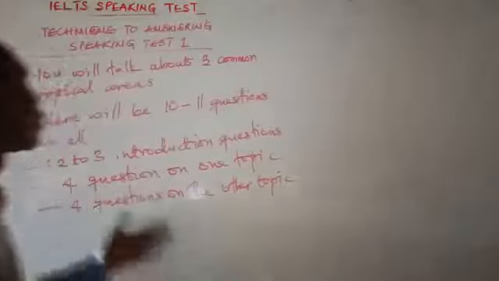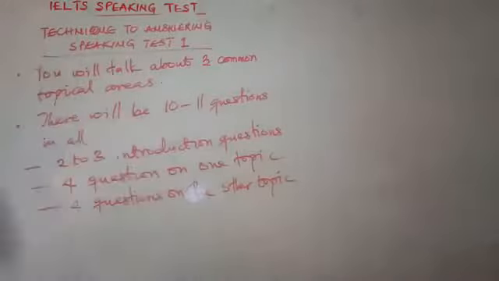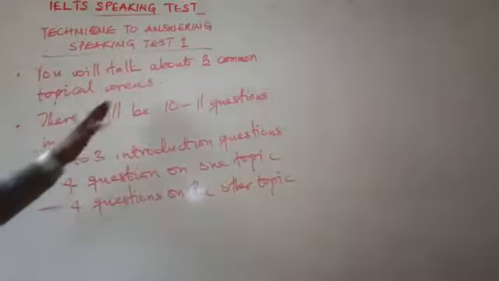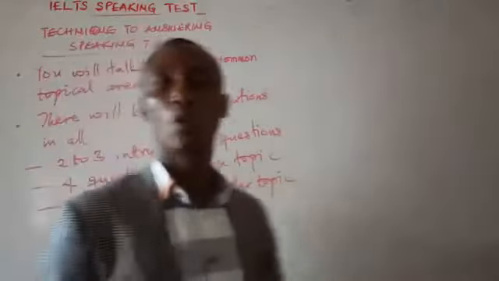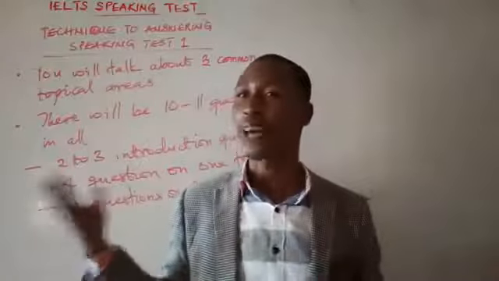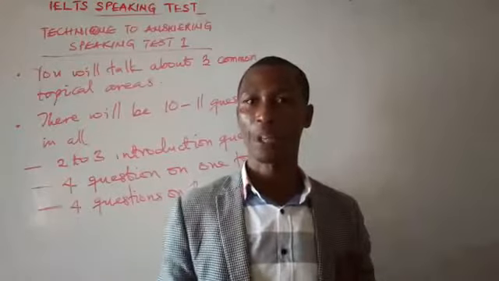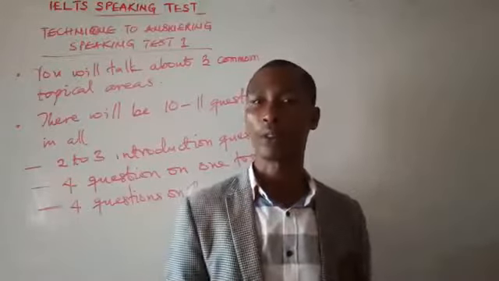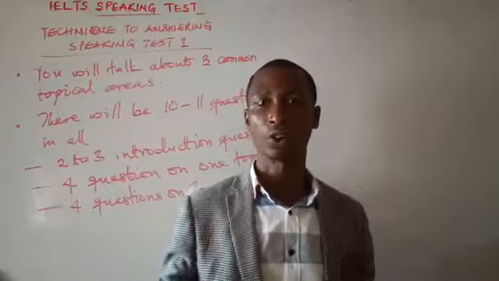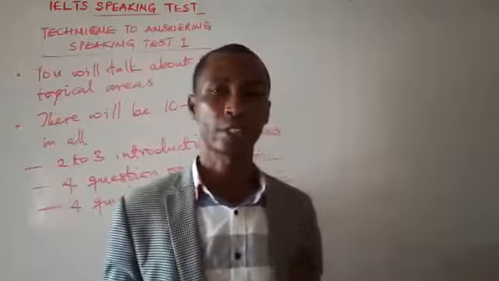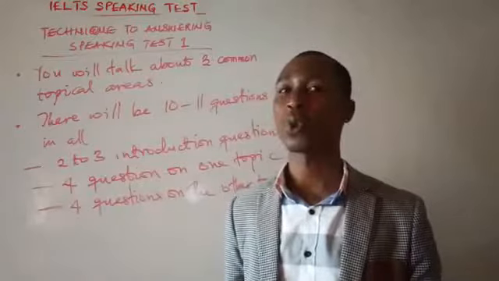Good. Now we're looking at the techniques for answering the speaking test 1. The first one is that you will talk about 3 common topical areas. Good. The common topical areas means it's going to be a maximum of 3. It can be 2, but it's going to be 3 topical areas which you are going to talk about. It can be your family, your studies, or your job, or your interests. Any 3 can be chosen at any point in time, and you'll be made to talk about it.